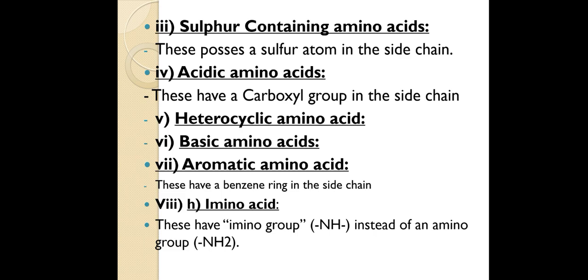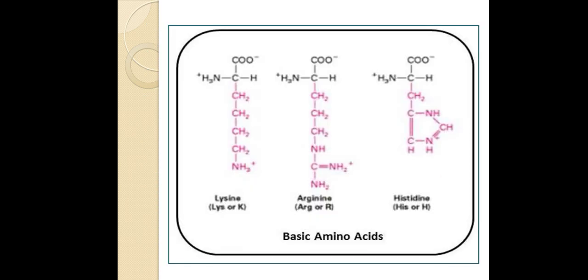Heterocyclic amino acid, basic amino acid, aromatic amino acid. These are the types of amino acids. Aromatic amino acids have a benzene ring in the side chain. The last one is imino acid. This has an imino group NH instead of the amino group NH2. These are the classifications of amino acids. For basic amino acids, we are seeing here the structures of lysine, arginine, and histidine.